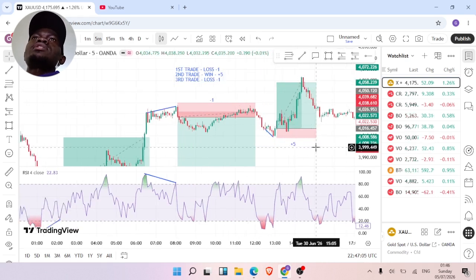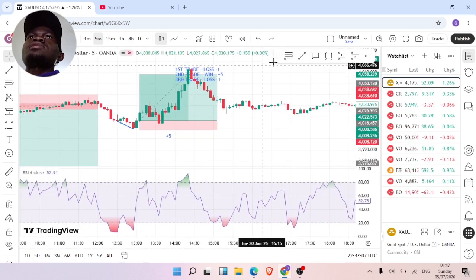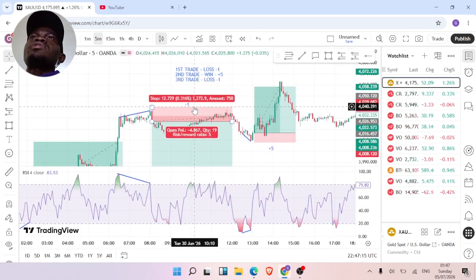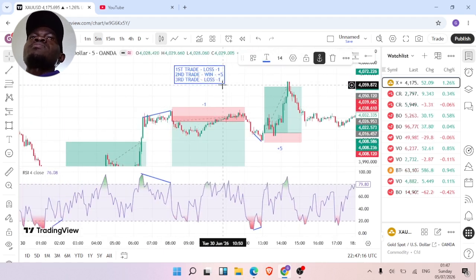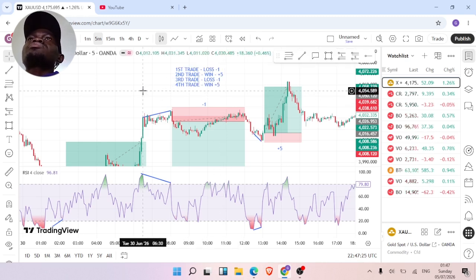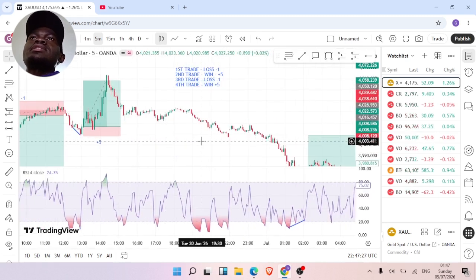And then the fourth trade, let me show you where the divergence is happening, from here up to here, and then you can see this was the divergence, and price gives us a 5R, and this becomes a win. So fourth trade, this becomes a win and plus 5. So let's see the next.